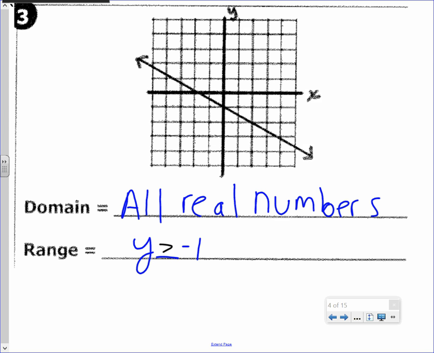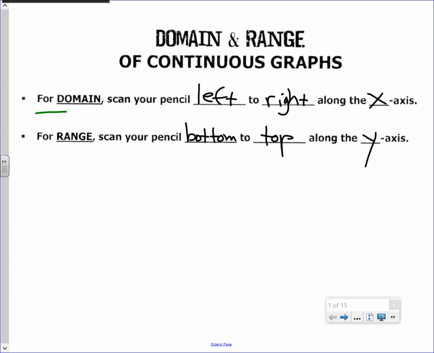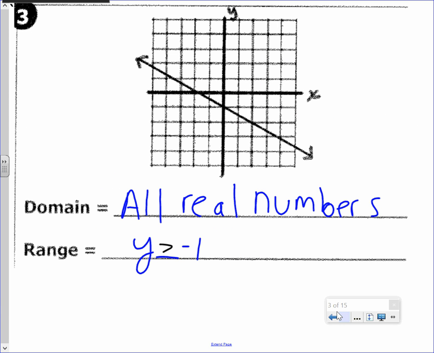So the domain, remember last week, the domain we defined as any values that x can be. So if you want to look for the domain, scan your pencil or pen, whatever you're holding in your hand, go from left to right along the x-axis. So here we go. I'll use green.